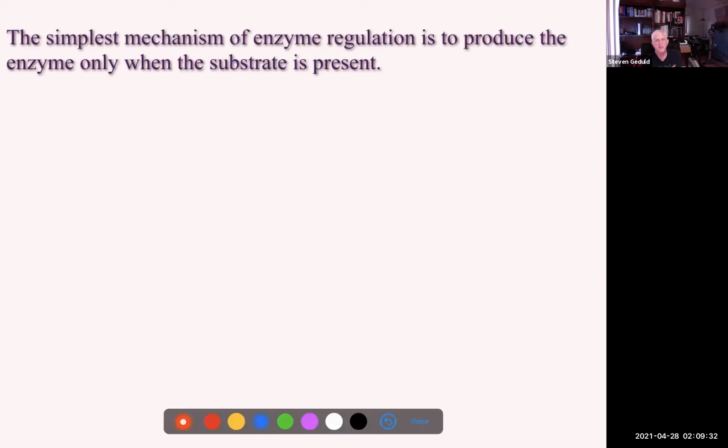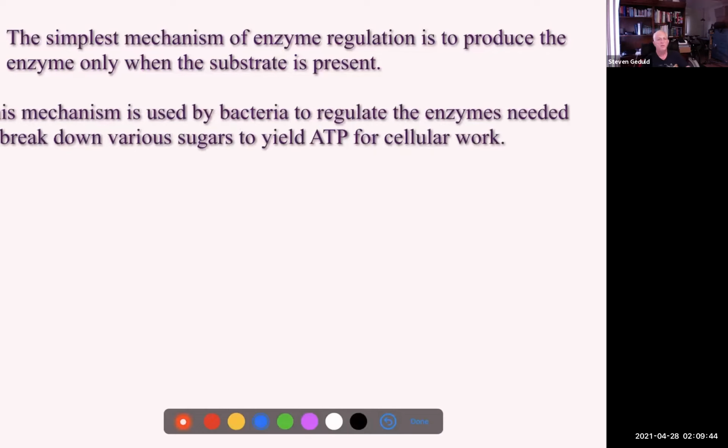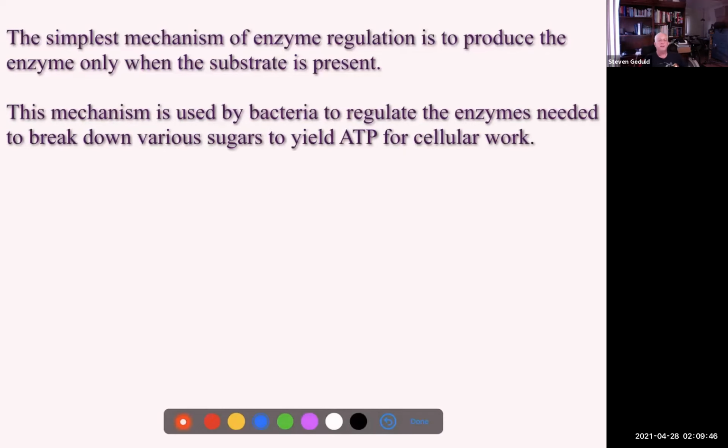The simplest mechanism of enzyme regulation is to produce the enzyme only when the substrate is present. That's the easiest way to do it. The substrate is present, produce the enzyme. If it's not present, don't produce the enzyme. That's one way of regulating it. This mechanism is used by bacteria to regulate the enzymes needed to break down various sugars to yield ATP for cellular work.